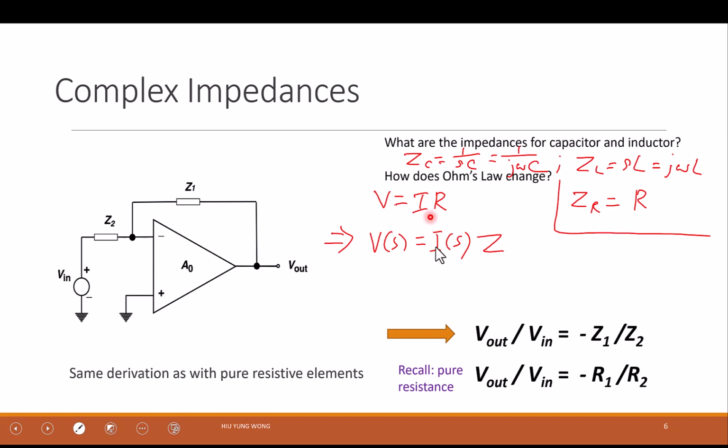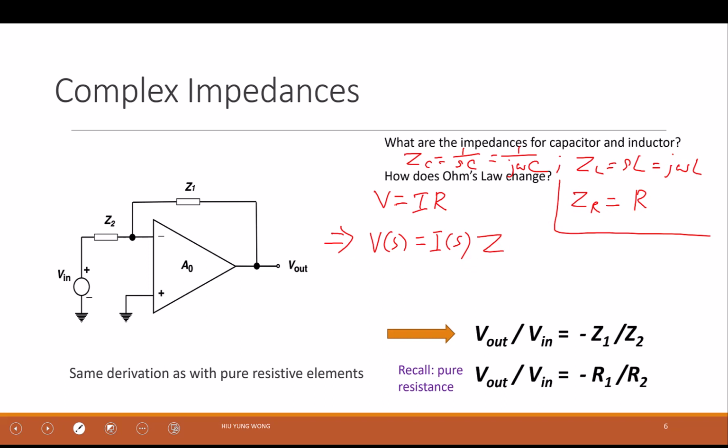So this is still Ohm's law. It has exactly the same form. If it is a capacitor, I put in ZC, 1 over SC. If it is an inductor, I put in SL or J omega L, right? If it is a resistor, I just put in R.